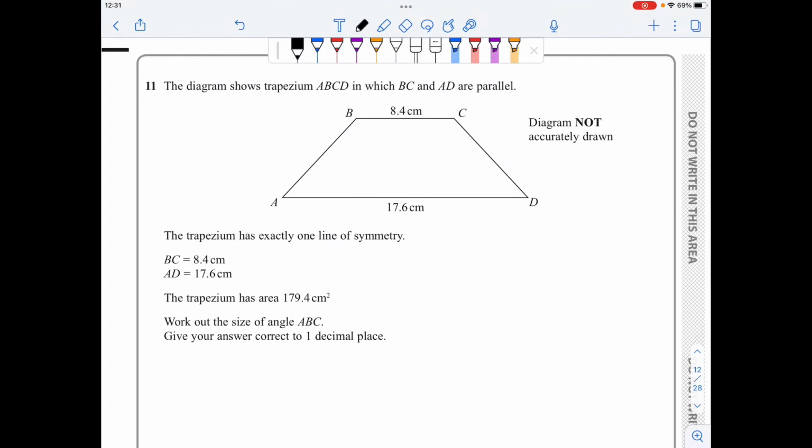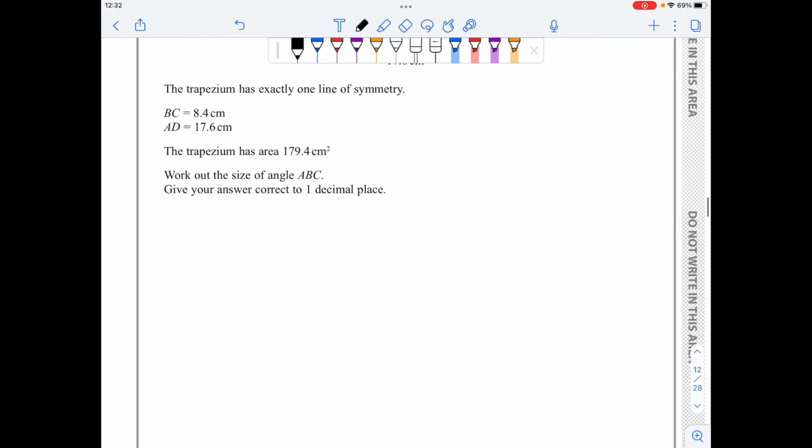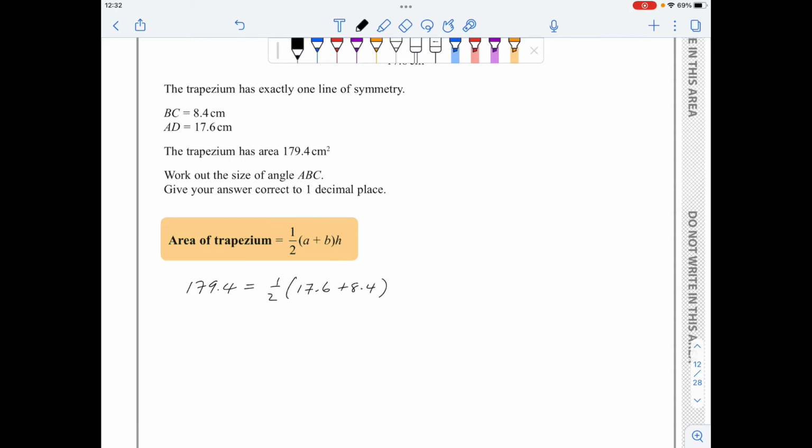For question 11, I'll start by using the fact that the area is 179.4. Now, at the back of the cover on the formula sheet, I'm given the following formula. A and B are the two parallel sides. H is the height of the trapezium. So let's use this formula. 179.4 is equal to 1 over 2, 17.6 plus 8.4 times H. So 179.4 is equal to 13H. So H comes out to be 13.8.